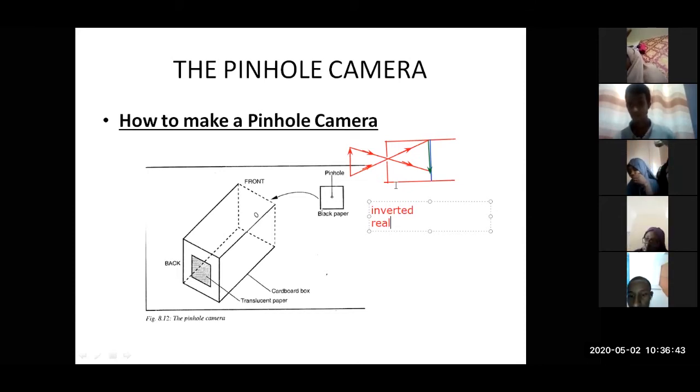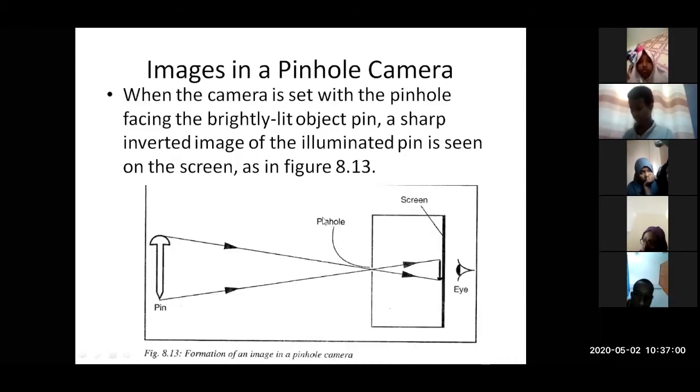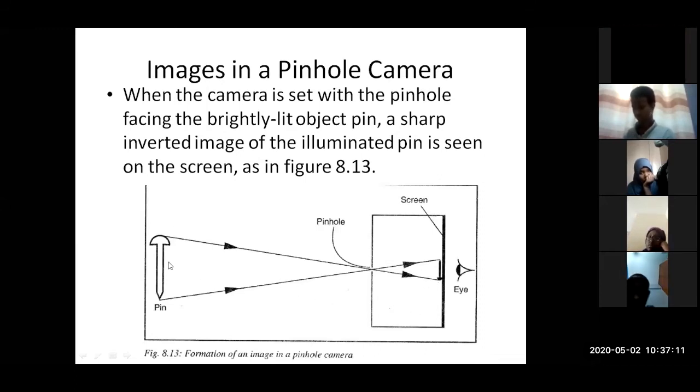Okay. Now, the pinhole camera, the way the image has been formed, shows that light travels in a straight line. We can see the images in a pinhole camera in the first place. You can see the rays. This is where the eye is, so the image is inverted, and it is real.